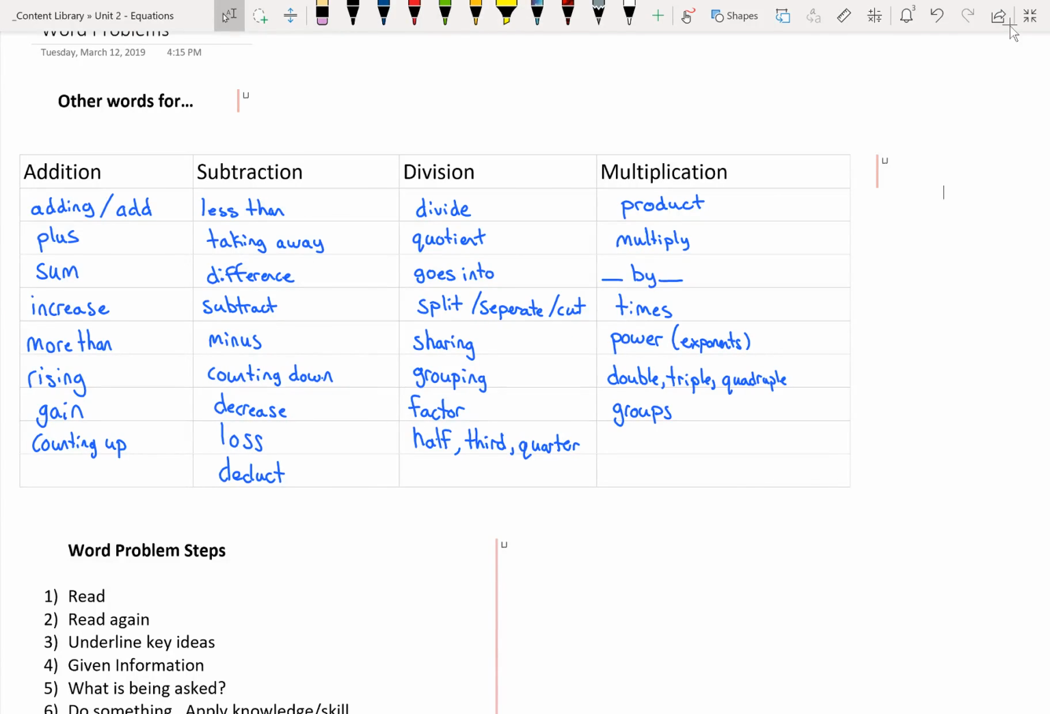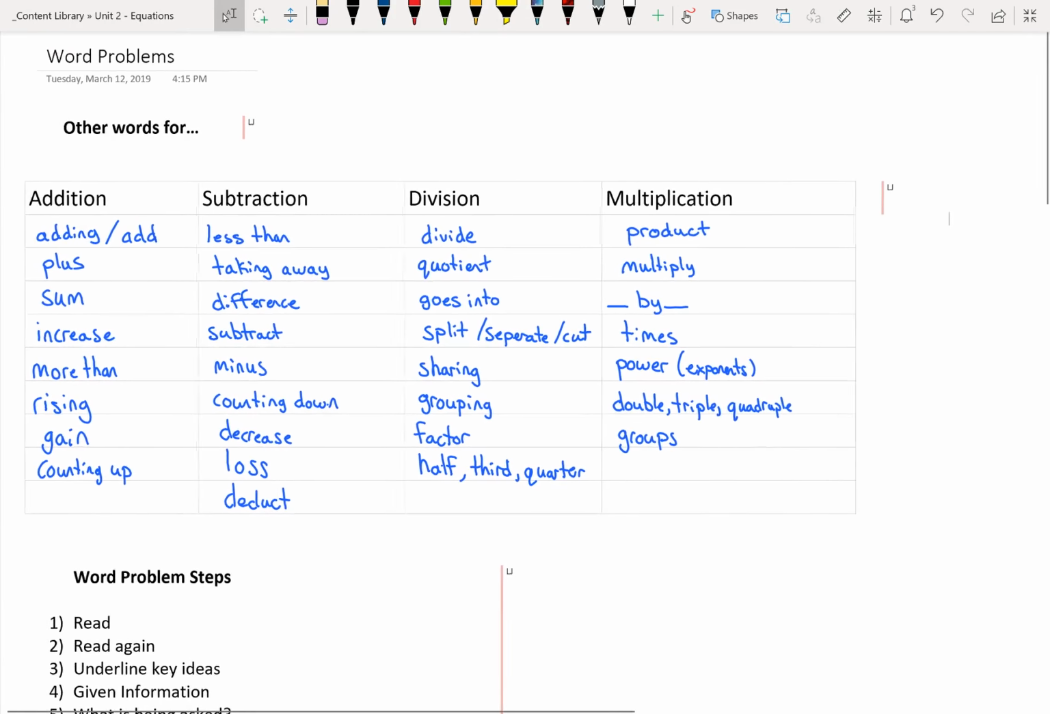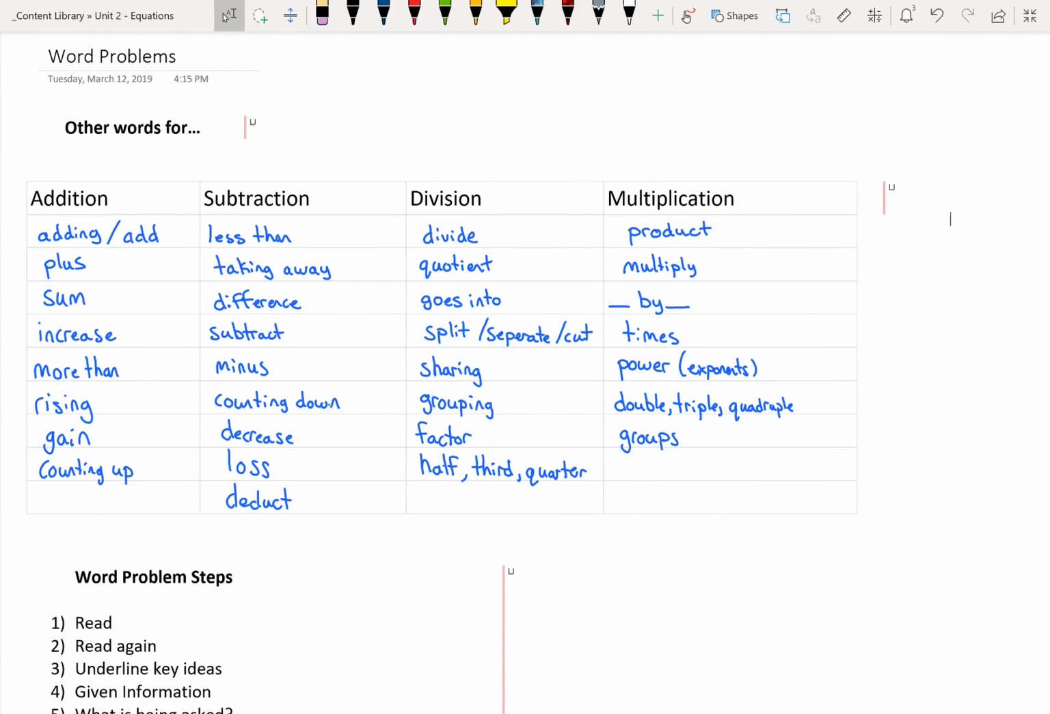In today's note, we're going to look at word problems. So in class, we started off by going over the different words that we could see in a word problem when referring to different operations. I'm not going to go through them all again, but you can see them here. For example, for addition, we may see the word sum or plus, increase, more than, rising, gain.